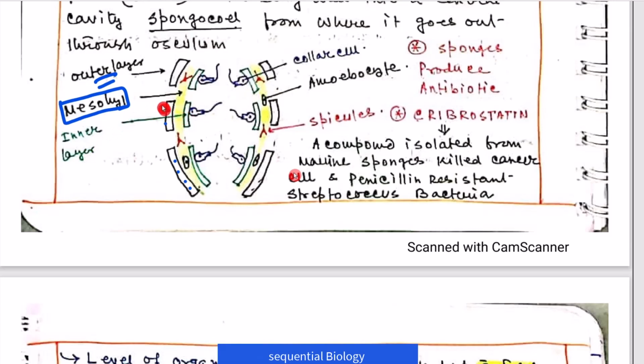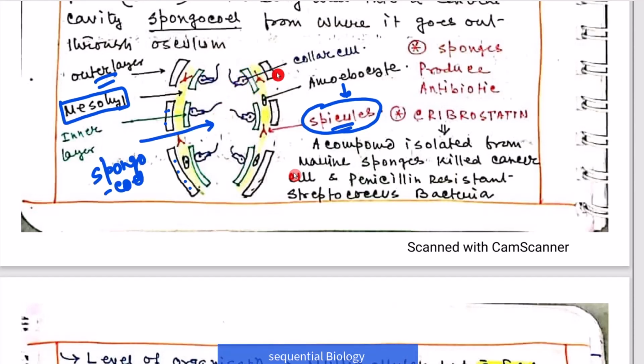But in between these two layers, a gelatinous matrix is present. This is known as mesohyl, and different types of cells are present in this mesohyl. You can also see their skeletal system, the spicules, which are formed from amoebocyte cells, and these spicules are also present in the mesohyl layer. The collar cells are present in the inner wall, lining the spongocoel.